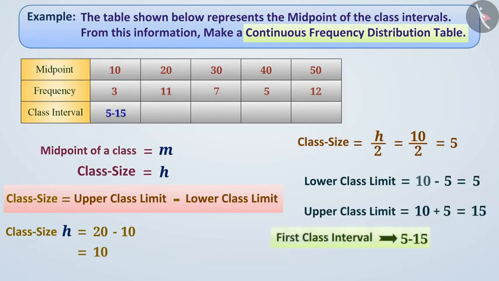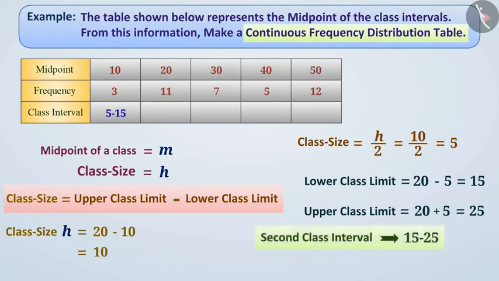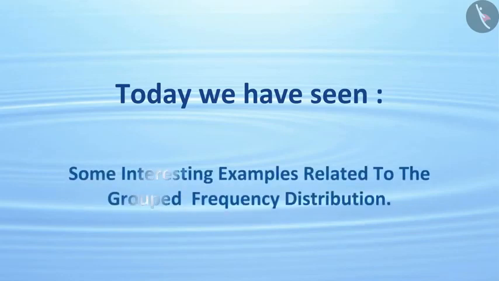In the same way, we can get the lower class limit 15 of another class by subtracting 5 from the midpoint 20, and adding 5 to 20 to get the upper class limit 25 of the second class. So, the second class interval will be 15 to 25. Similarly, we can find all class intervals in this way. Now we can make a continuous frequency distribution table from the information given. So today we have seen some interesting examples related to grouped frequency distribution.